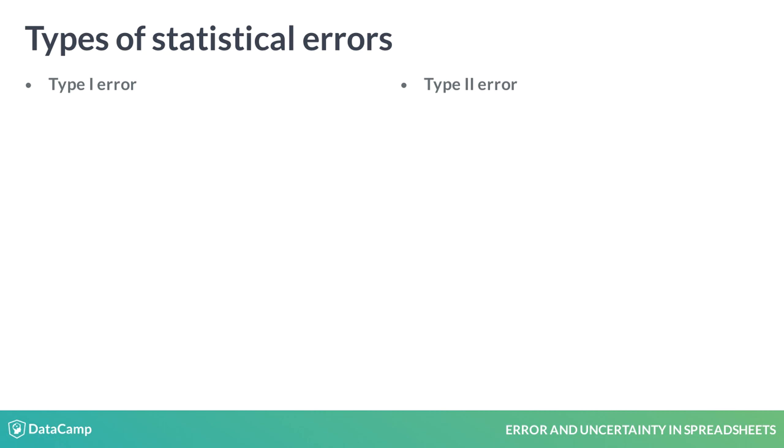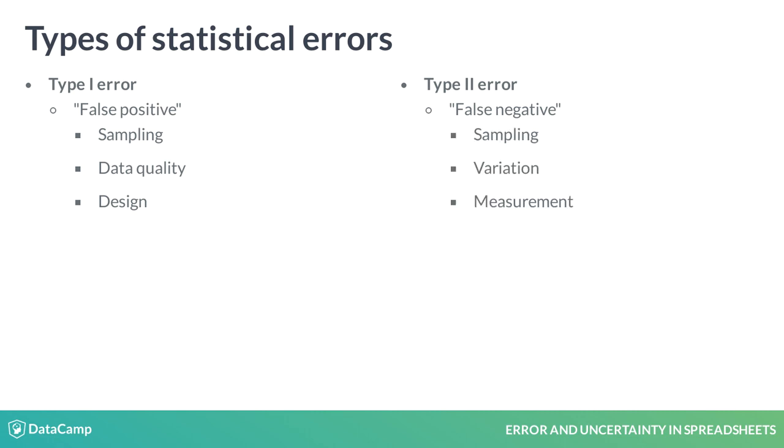Type 1 error occurs when a difference appears to be significant, but isn't actually. We call these false positives. This could result from improper sampling, low data quality, or poor experimental design. Type 2 error is when a difference appears not to be significant, but actually is significant. This could occur because of small sample sizes, large variation in the data, or poor data collection or measurement. Both of these errors can have important impacts on business decisions.